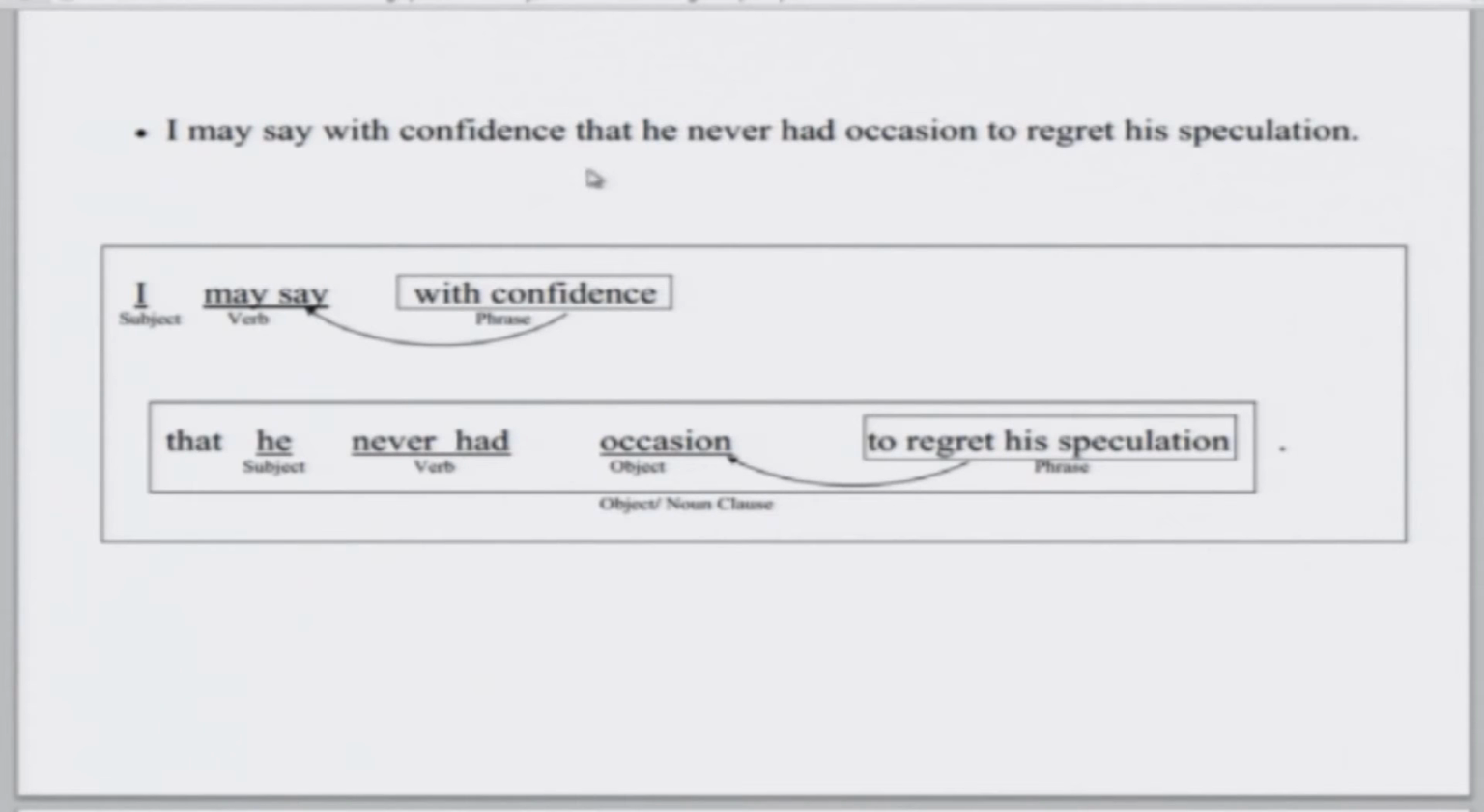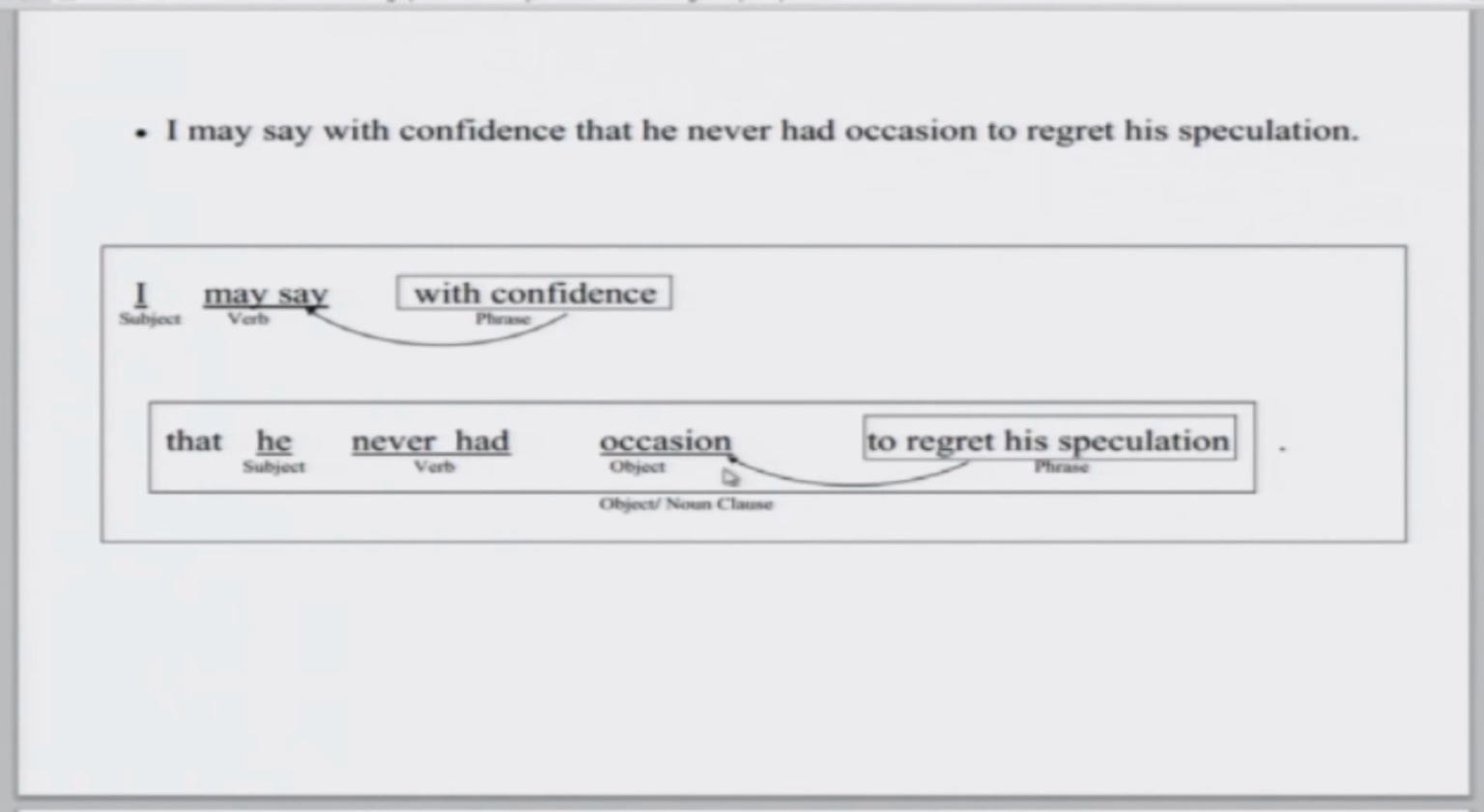I may say with confidence that he never had occasion to regret his speculation. What is the main sentence? I may say. Subject, verb. How do I say? With confidence. So, this adverb is qualifying this. I may say what? Object. Now, you see, as object, this entire thing is coming; that is the connector, leave that out. The remaining part itself could have been a sentence.